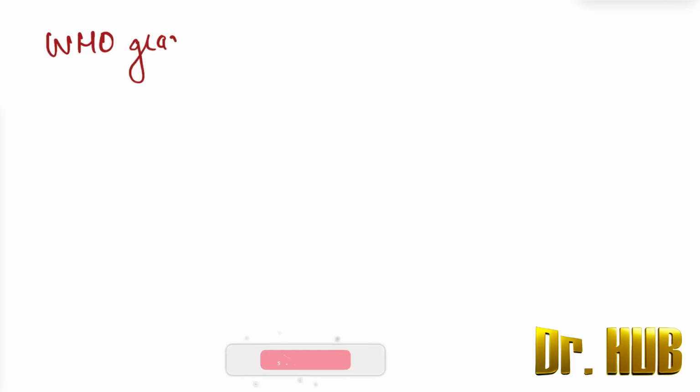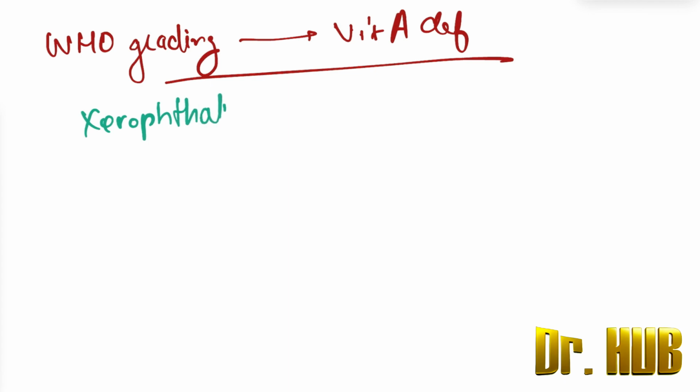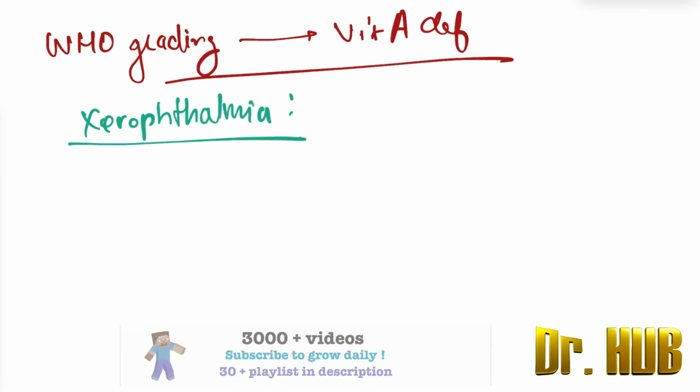This is the WHO grading of vitamin A deficiency. To begin with, it is known as xerophthalmia. Xerophthalmia is reserved to cover all the ocular manifestations of vitamin A deficiency.